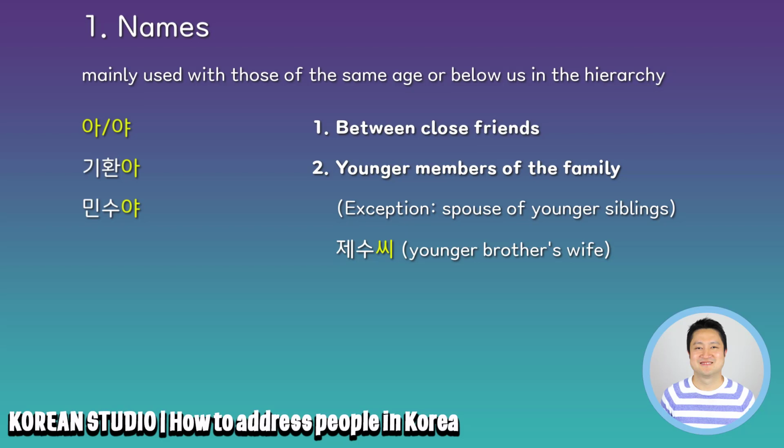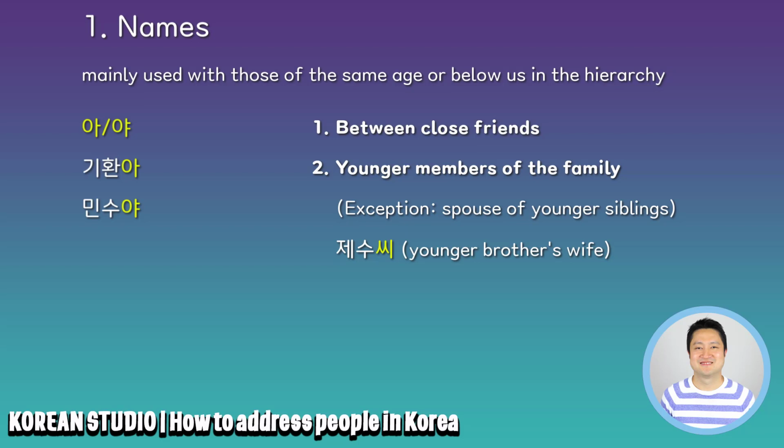However, it's important to note that this rule is quite flexible. In some families, the spouse of younger siblings may have close relations to the in-laws. And in these families, the older sibling may just address the younger sibling's wife or husband by their name. So there is some flexibility.